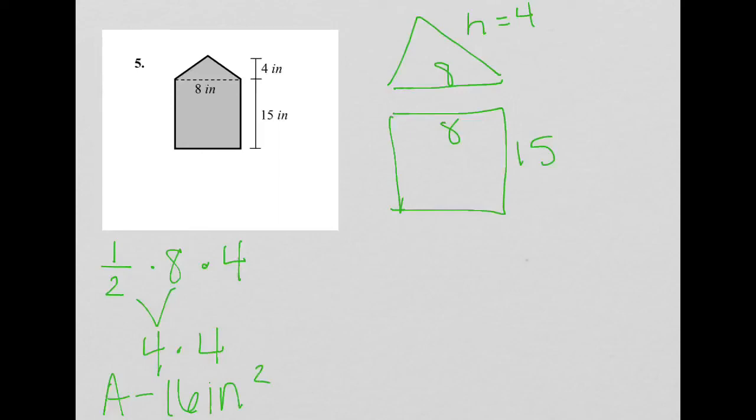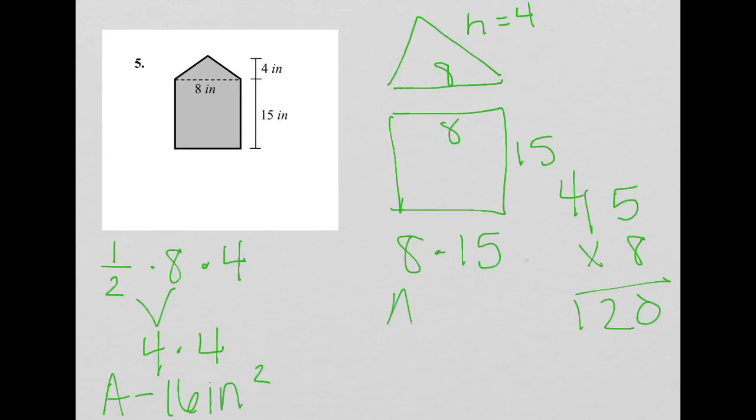Now for the rectangle, I'm just going to do base times height, which is 8 times 15. I don't know that off the top of my head. So the area of the rectangle is 120 inches squared. So now I add these two up for a grand total of 136 inches squared.